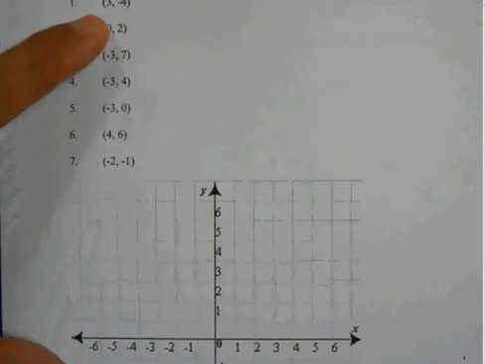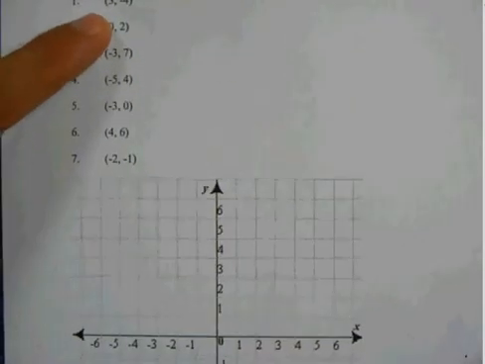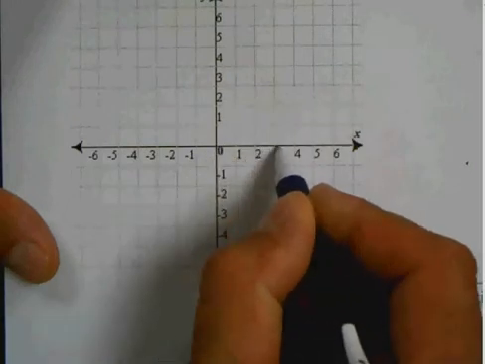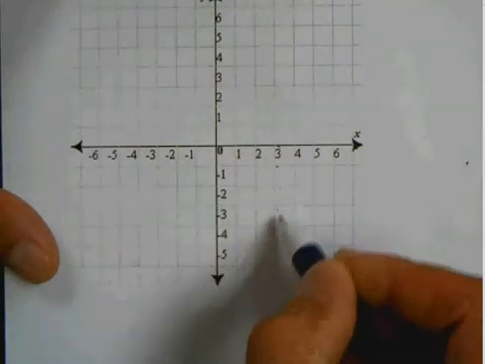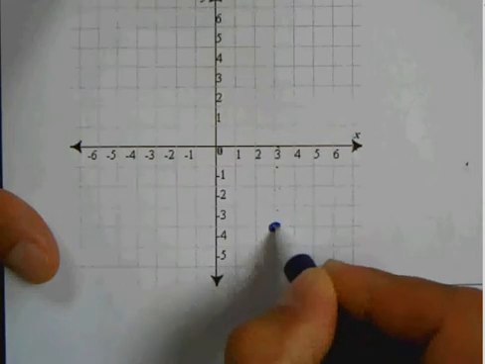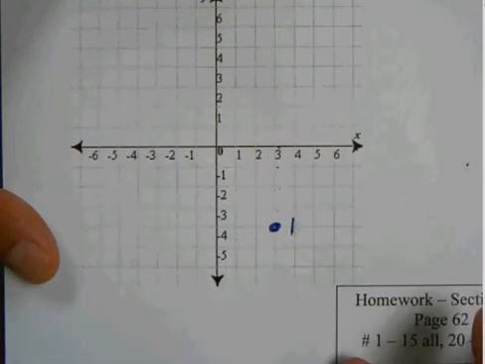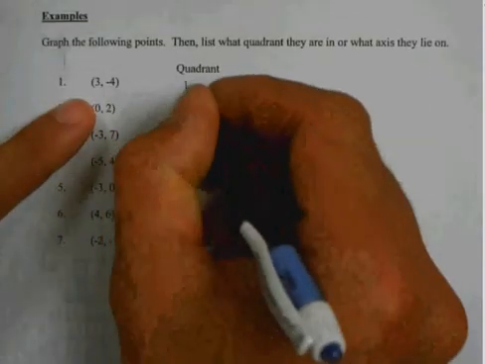Okay, so how do I take the point 3, 4 and graph that? Where do I go? You go 3 over to the right. So 1, 2, 3. 1, 2, 3, 4. Put a dot there, and let's put a number 1 right next to it, because that's point number 1. And what quadrant am I in? 4. I'm in the 4th quadrant, okay?